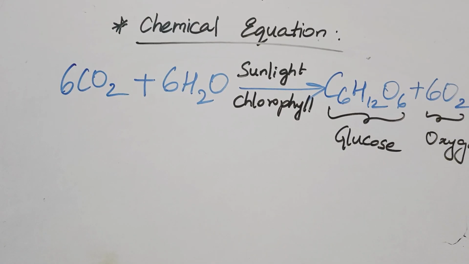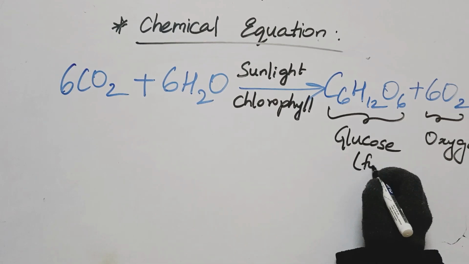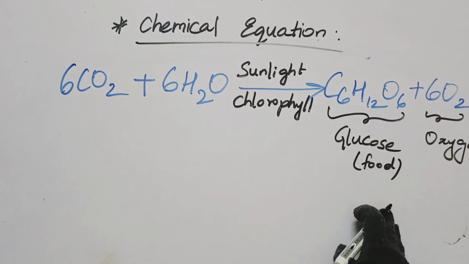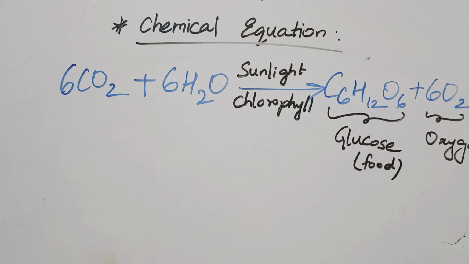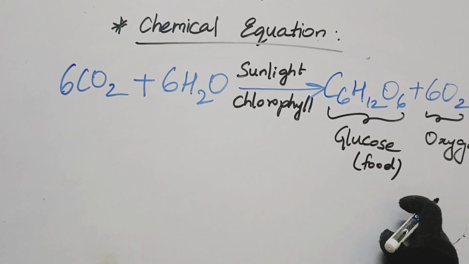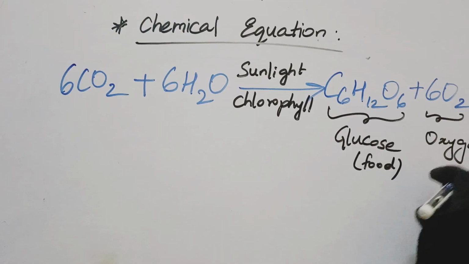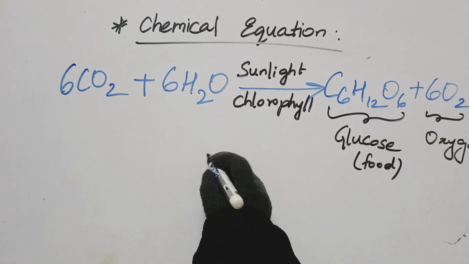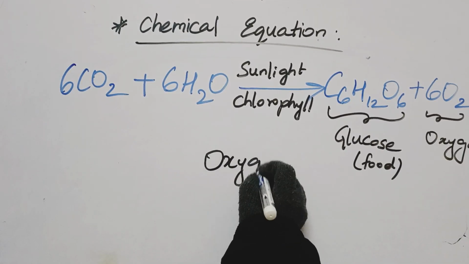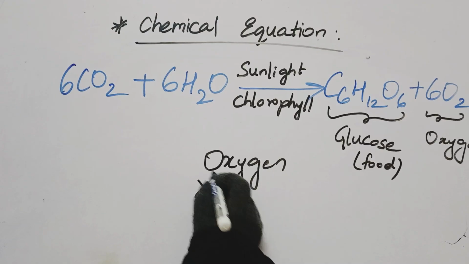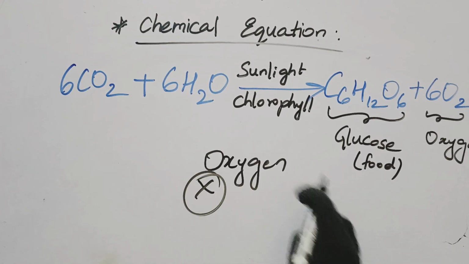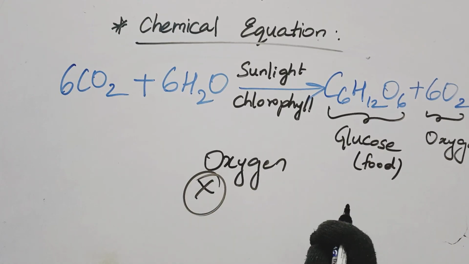Is this point clear, children? So glucose is the food of the plant. The plant is going to consume its food, and oxygen will be released after this process, and we are going to breathe this oxygen. Can we breathe without oxygen? Can we survive? No, not at all. That is why, see how important photosynthesis is. What is photosynthesis doing?